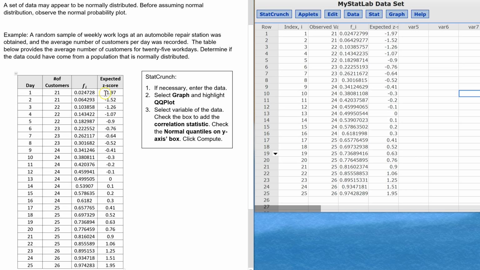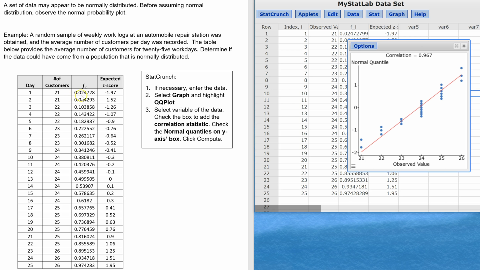Then the next column tells us that if this value of f_i is 0.024728, and that is area under a normal distribution, then the expected z-score is negative 1.97. I went over the two columns on the right so you could understand them in your textbook and also understand how to calculate those if you were doing this interpretation by hand. Yet the far right-hand columns are not necessary if you are using technology to create the connection between observed value and normal quantile.